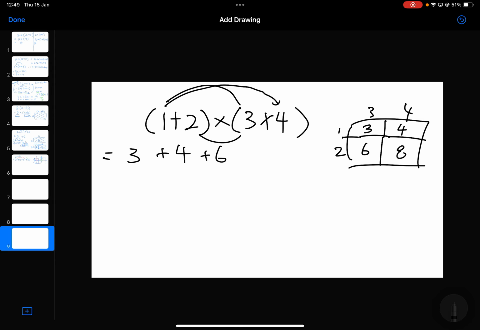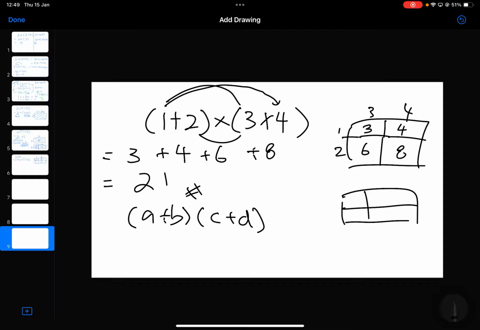Then this 8 is this 2 multiply this 4. End up, I will get back the same area. And I must have these 4 components. If any one of them is missing, I won't get back the same one already. Okay? So with this method, when we change this to alphabet or algebra, it will work in the same way.